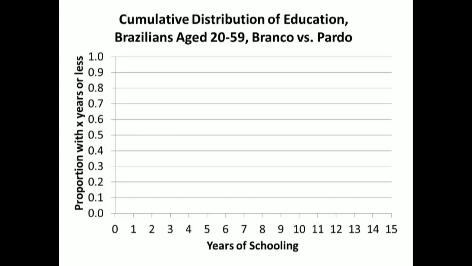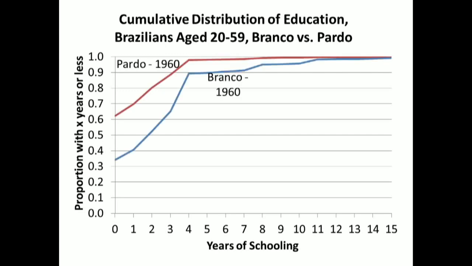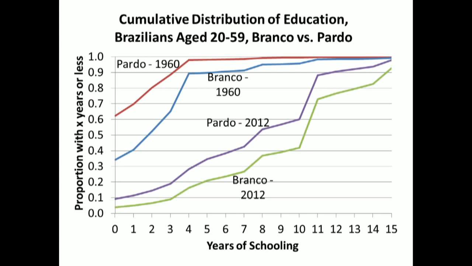This is just the Branco versus Pardo comparison. This one is very stark to begin with. Over 60% of Pardo had 0 schooling in 1960. Whites were much better off. This gap closes a lot. And one of the reasons I wanted to put these up is that they basically show the same thing. What they're looking at are these slopes along the way, the probability of getting to here given that you got to here.